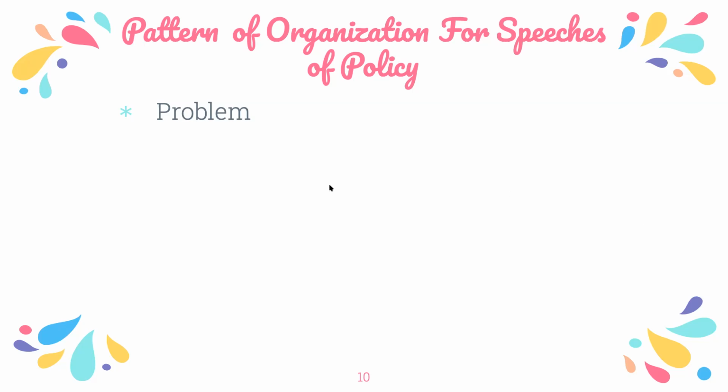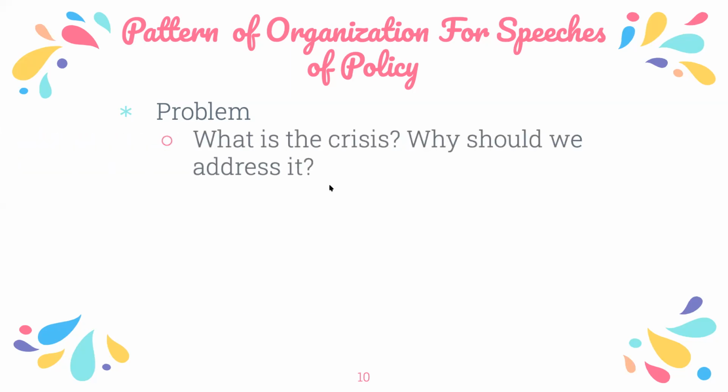So your first main point is, after you complete your introduction and you have your first transitional sentence, your first main point is going to be the problem. And in that main point, you're going to be talking about what is the crisis that you're addressing? Why should we address it? Why is it important? You're going to be providing sources to back that up.